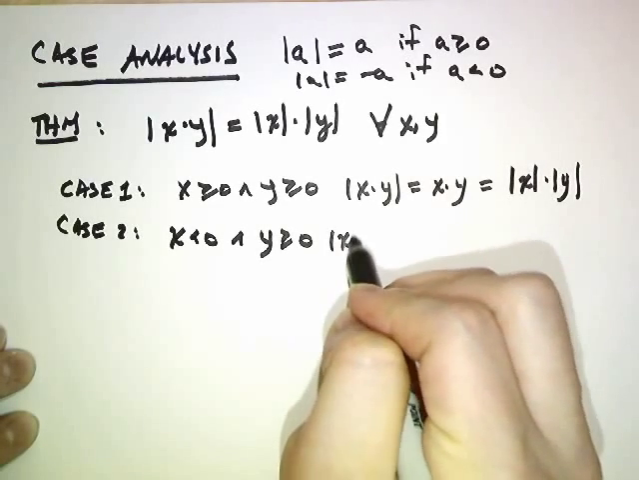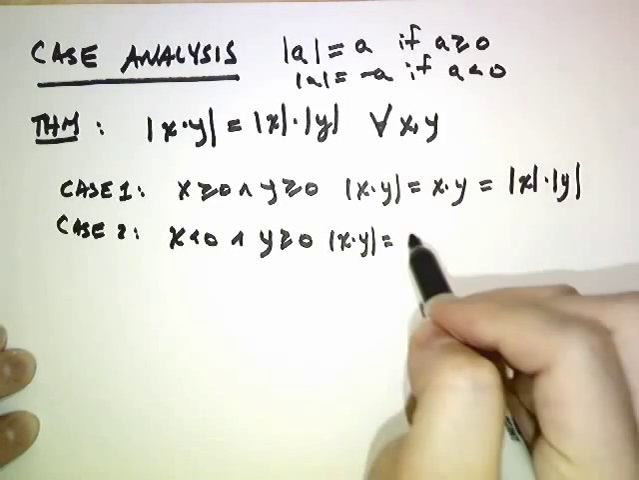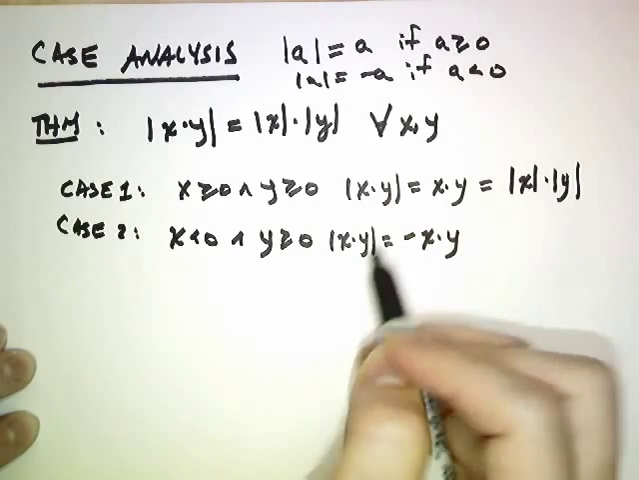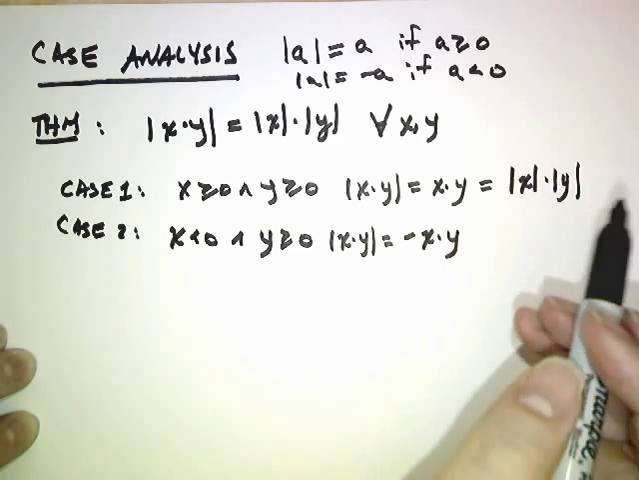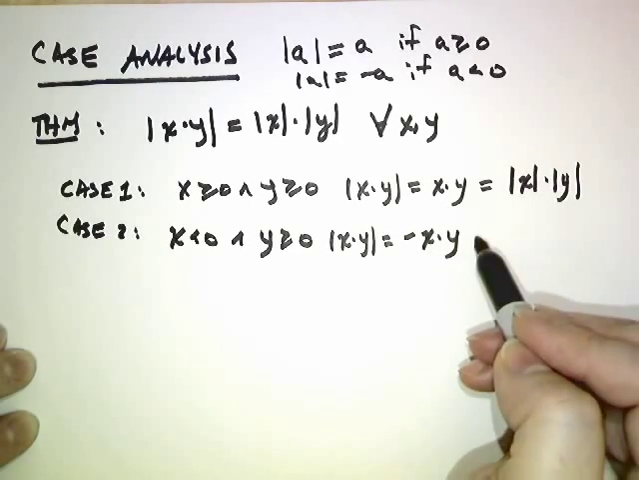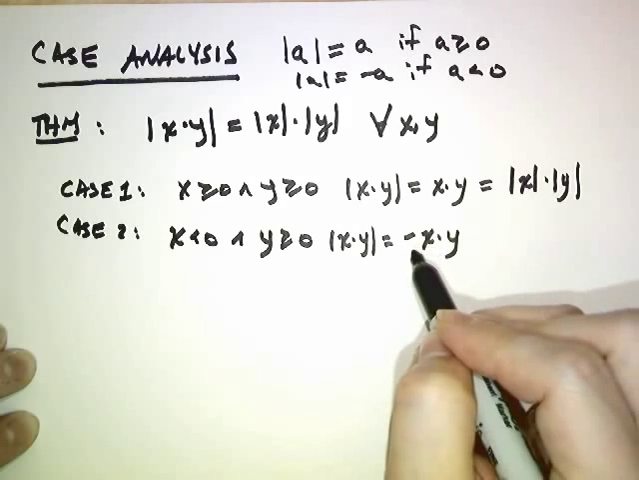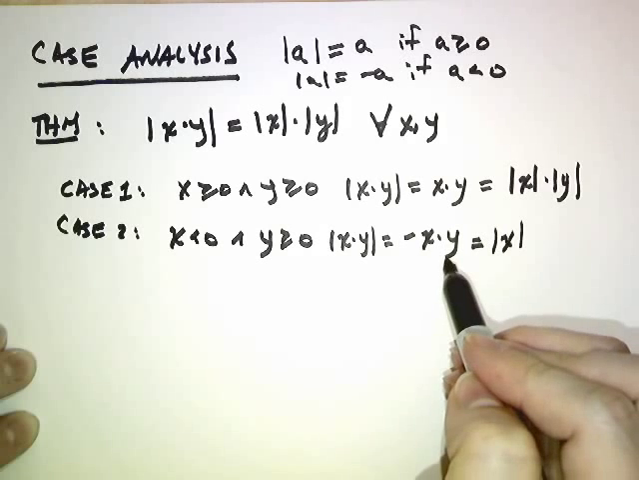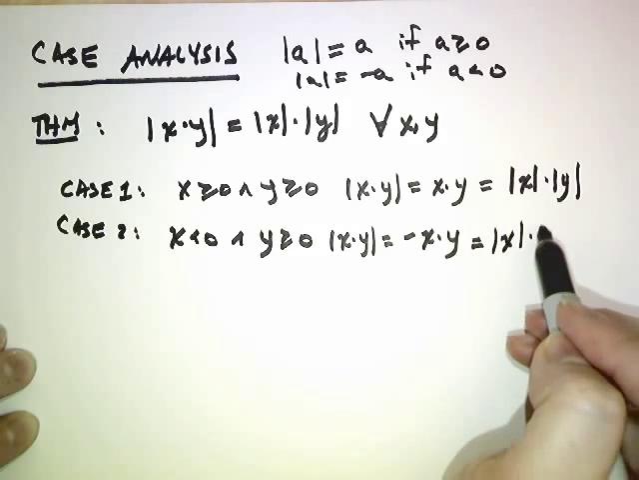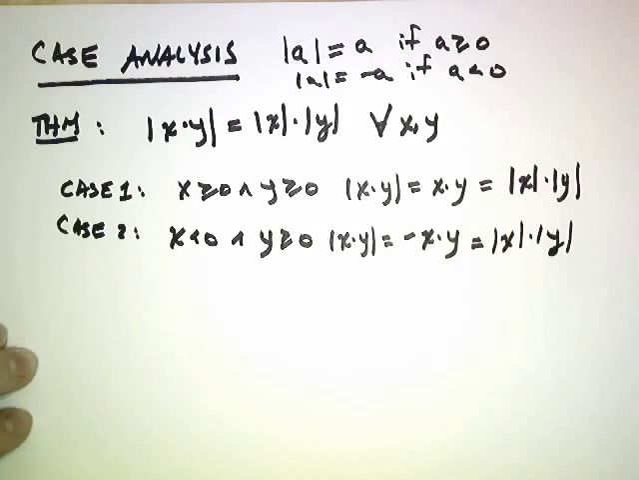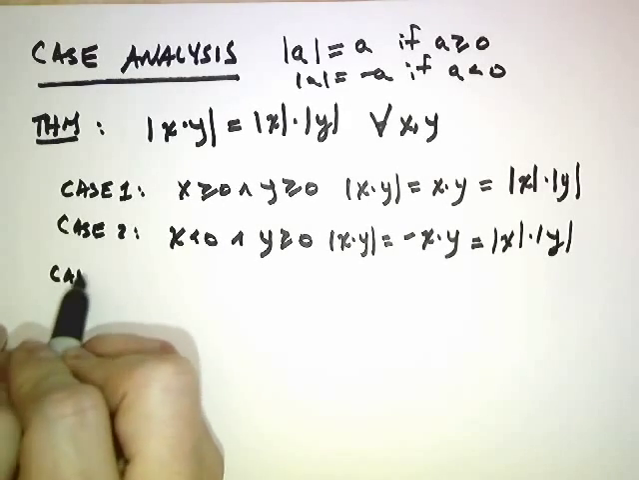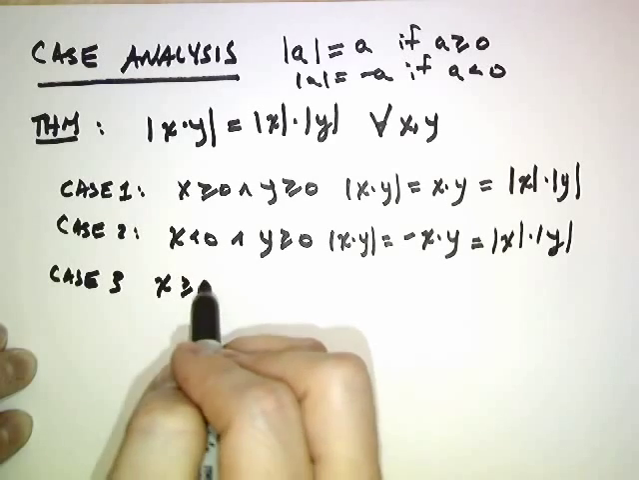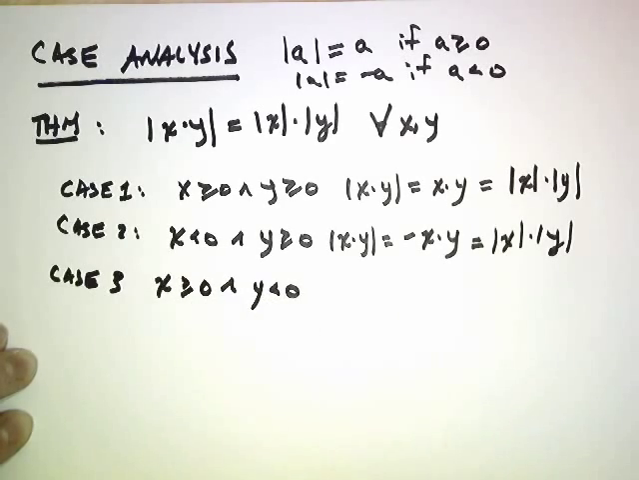Okay, in this case, the absolute value of x times y is going to be minus x times y. But remember, x is less than 0 here, so minus x is actually equal to the absolute value of x. Y is positive, so that's equal to the absolute value of y. In case 3, we have x is greater than or equal to 0 and y is less than 0.